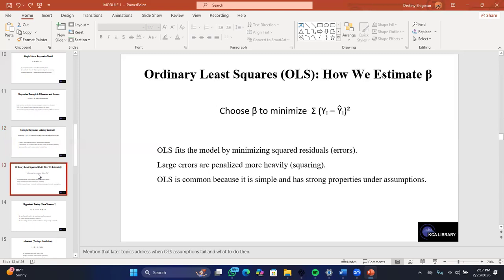Now let's look at ordinary least squares, how we estimate the B1. This is how it does.